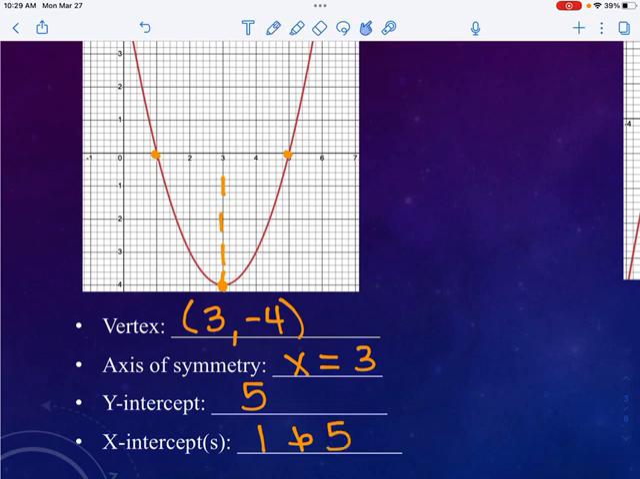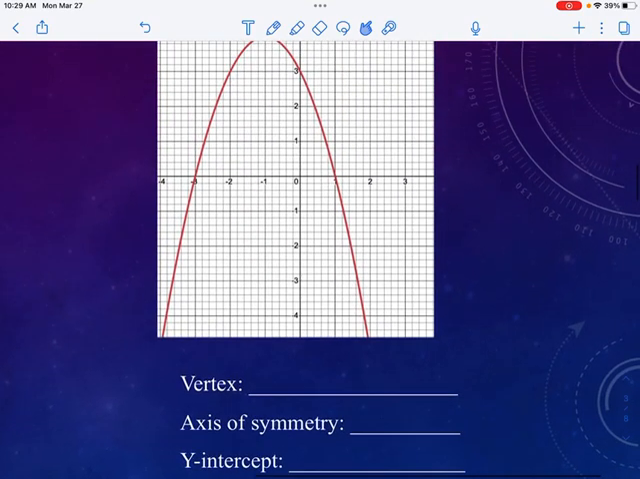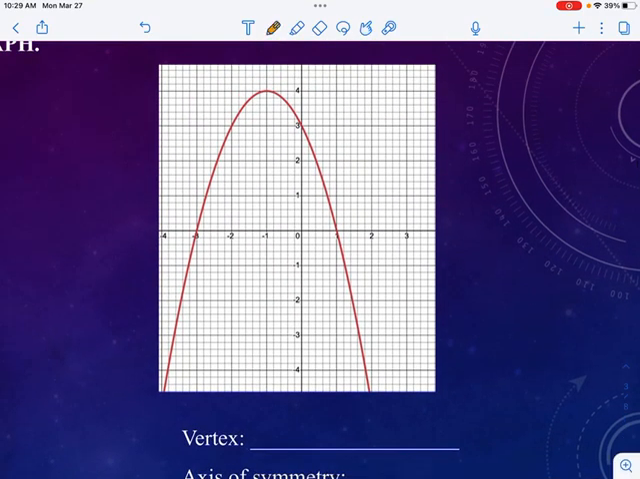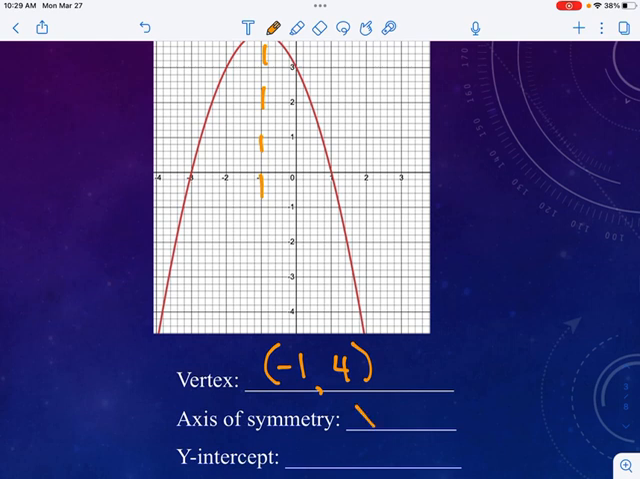Okay, let's try the second example here. We're going to start off with the vertex. The vertex is the middle of that U, so this time it is at -1, 4. The axis of symmetry goes right through that vertex, so the axis of symmetry would be x equals -1. The y-intercept is where it crosses the y-axis, so the y-intercept is 3. And then the x-intercepts are at 1 and -3.